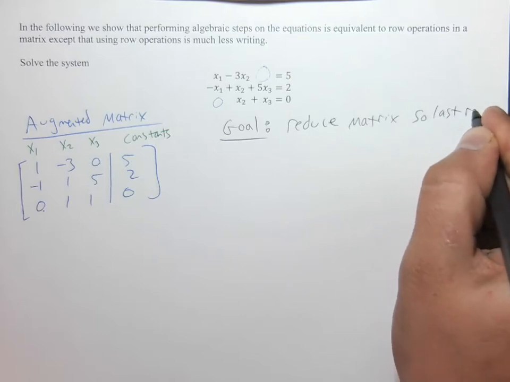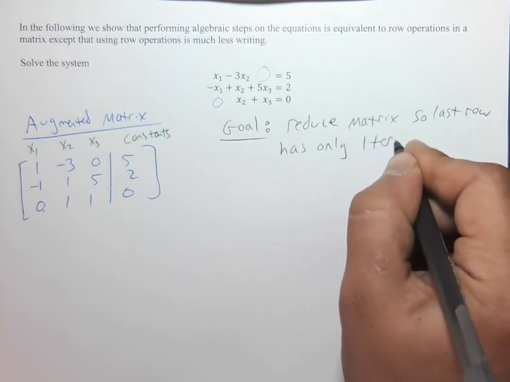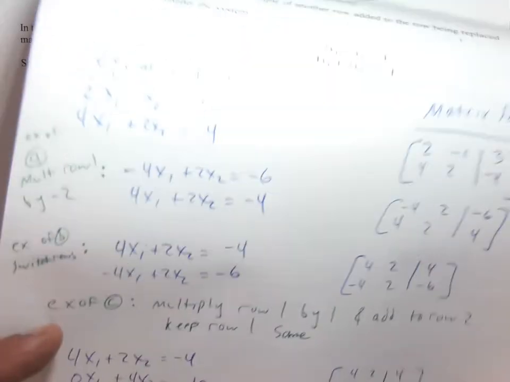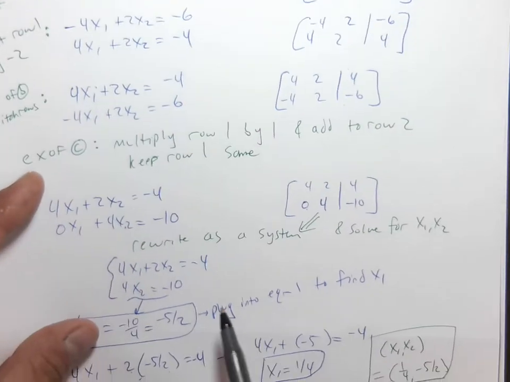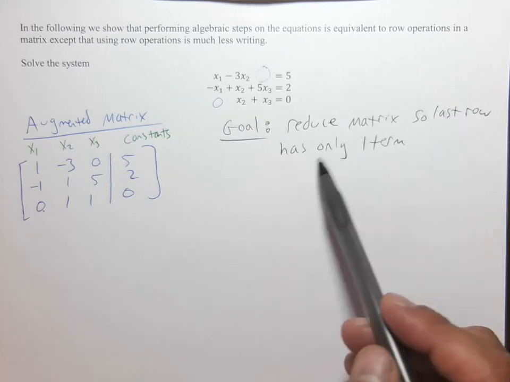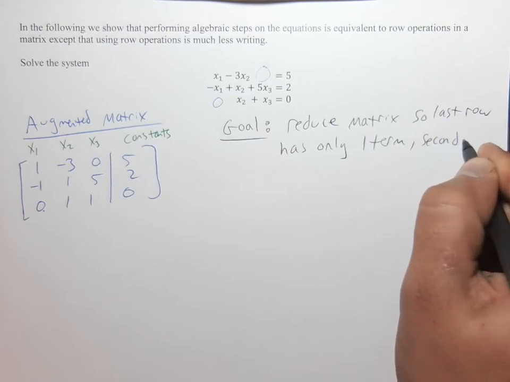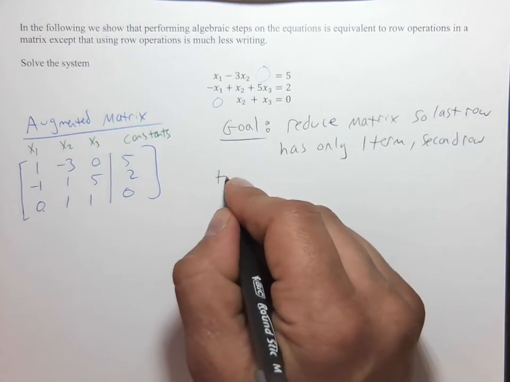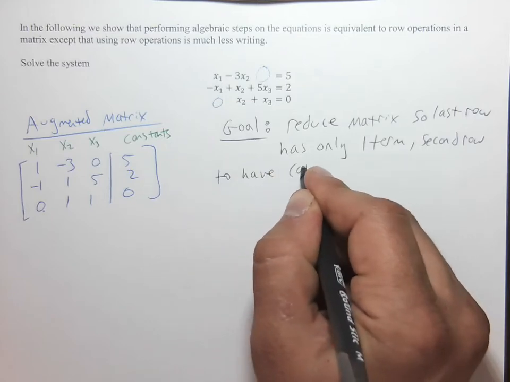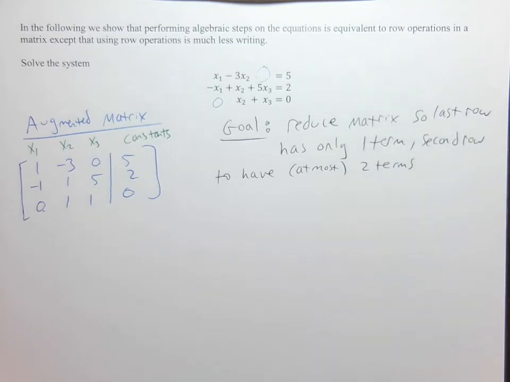so that the last row has only one term in it, right? Just like on the last page, right? We got down to the last row having only one term, and that let us solve for the x2 variable. But since there's 3 equations in this one, we want the last row to have one term. We want the second row to have at most 2 terms. If you can get less, that's great. And then it doesn't really matter what's in the first row, because once you have those 2 rows like that, you can solve for the first row.